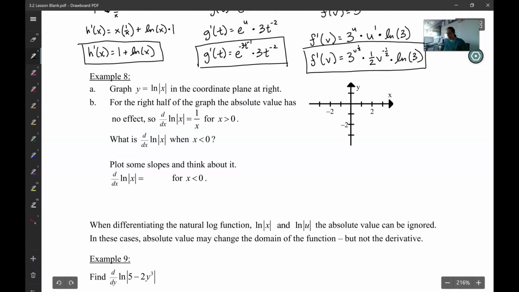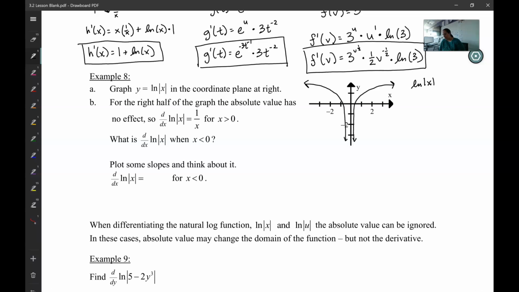Okay, let's look at the graph of ln of absolute value of x. Now, if you remember, absolute value of x is going to take the right-hand side of the graph and reflect it over to the left-hand side. So we're going to start by graphing ln of x. Then I take the right-hand side, reflect it across, and that will be the graph of ln of absolute value of x, right there.